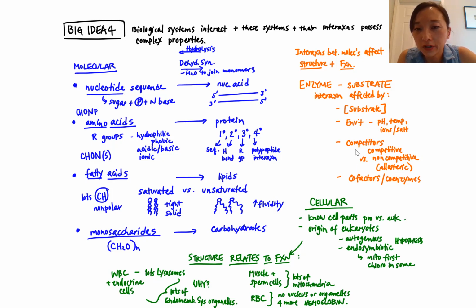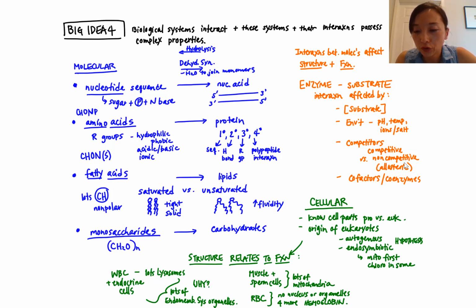Competitors. The addition of competitors can decrease enzyme rate. For example, you've got competitive inhibitors that actually mimic the substrate, so they're competing for the active site. Here's a substrate, here's a competitor. If you have more of the competitors, they're more likely to bind to the enzyme.